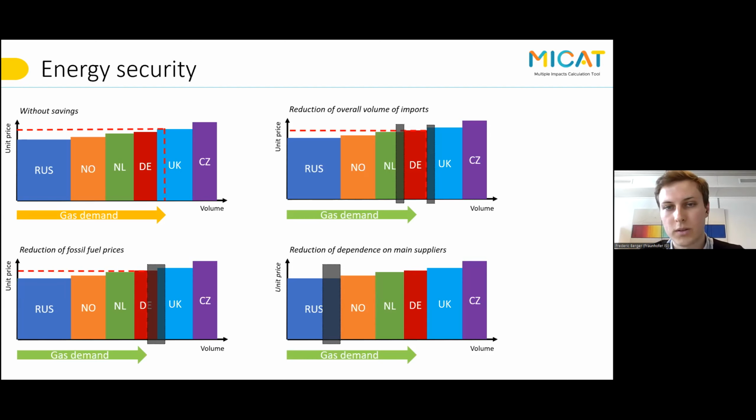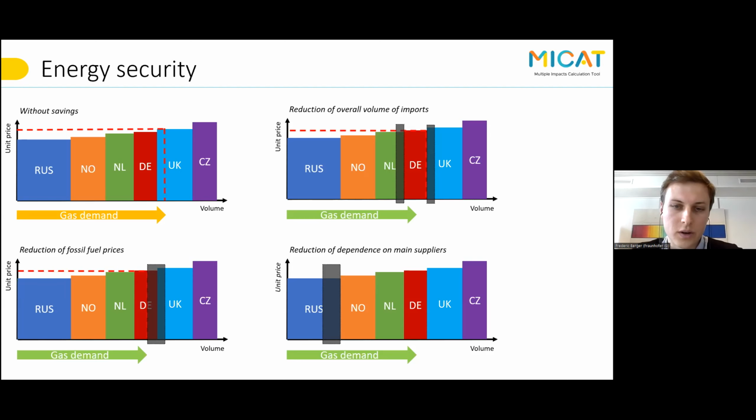Another way would be to say, all right, we just want to reduce the volume of imports. That's what we see in the second graph in the upper right. There, you're just going to remove all the foreign parts. This is going to bring down the unit price as well, but less so than in the example where you just go for removing the most expensive parts, no matter what they are, since you'll have more parts that are expensive in your average costs of energy imported.